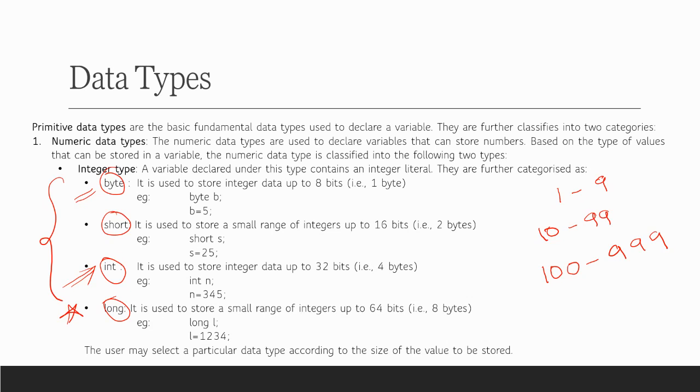The user may select a particular data type according to the size of the value to be stored. Remember that you must take the data type according to the value you want to store in it. Such as if you want to store the number 7, then you should probably take byte. But if someone stores 7 in long, then it would be a complete waste of memory, as 8 bytes is very large to store a one digit number.